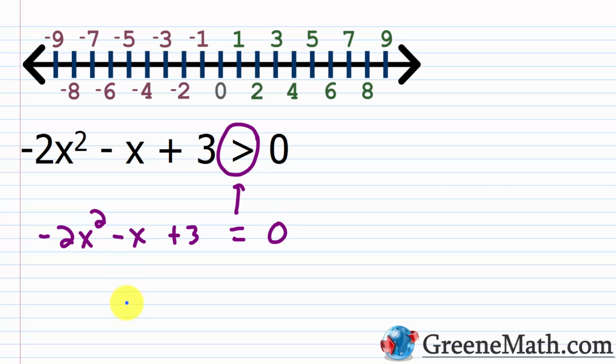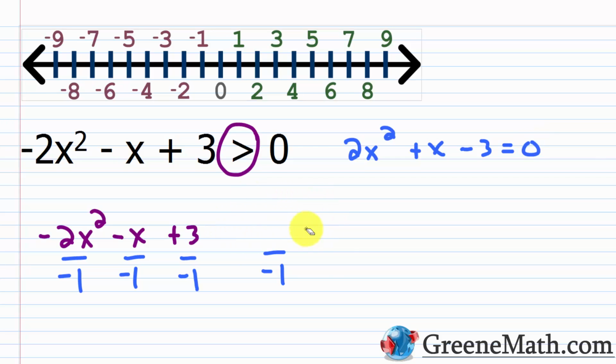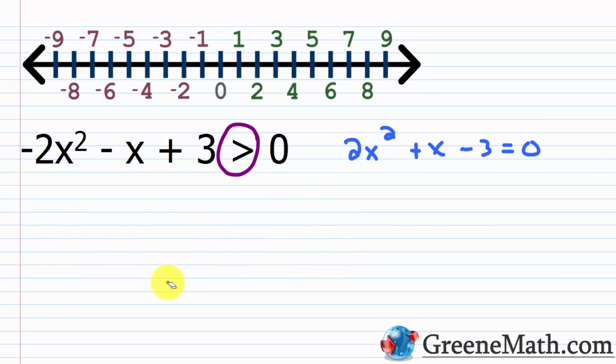So I know that I can first divide everything by negative 1 so that the leading coefficient is going to be positive. That just makes it easier for me to factor. So I'm going to say this is positive 2x squared, and then we're going to have plus x minus 3 is equal to 0. Okay, so let's just erase this. And I can factor this on the left side pretty quickly because this 2 is a prime number. So this would be 2x and this would be x.